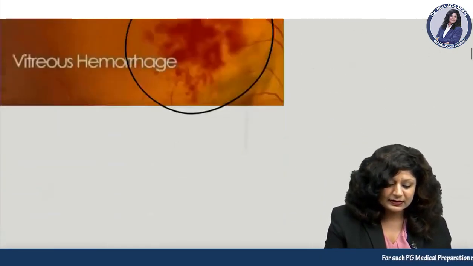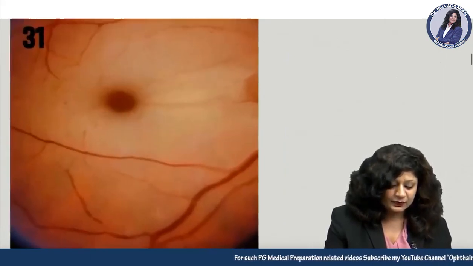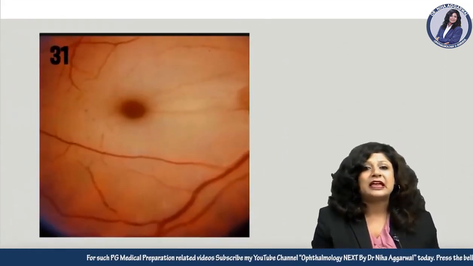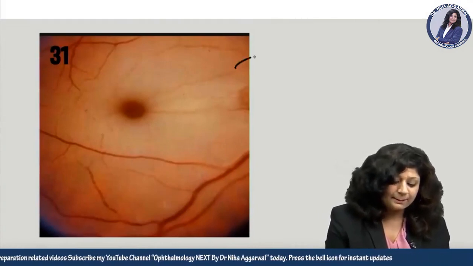Now coming to the next important thing, and see this one. Now what can you see here? I can see a pale retina.